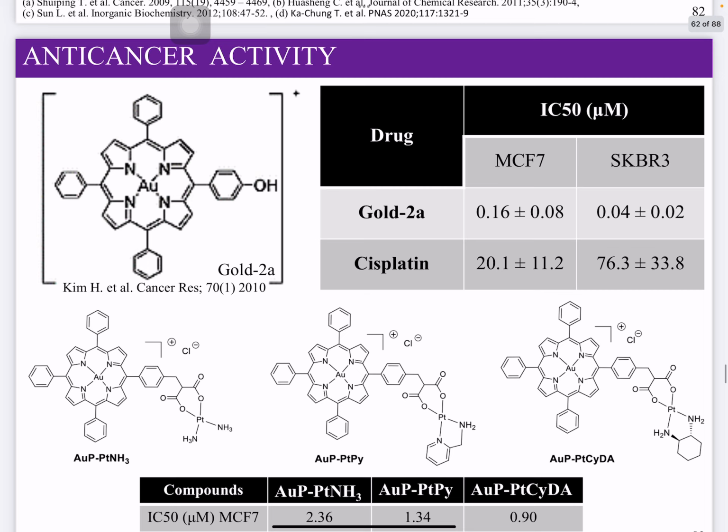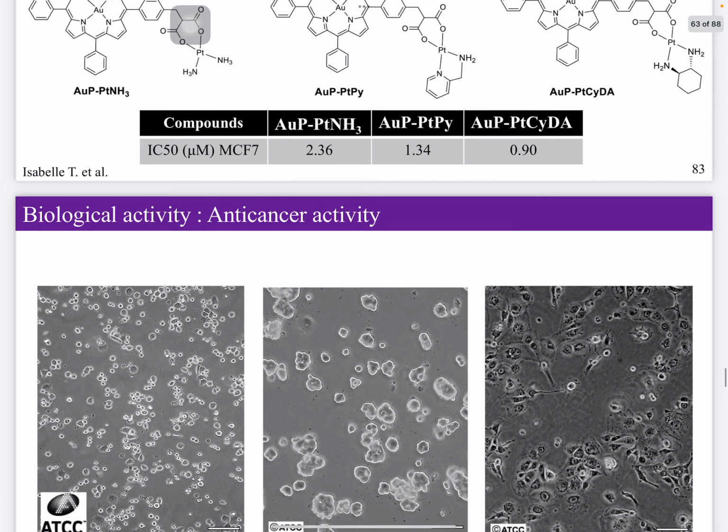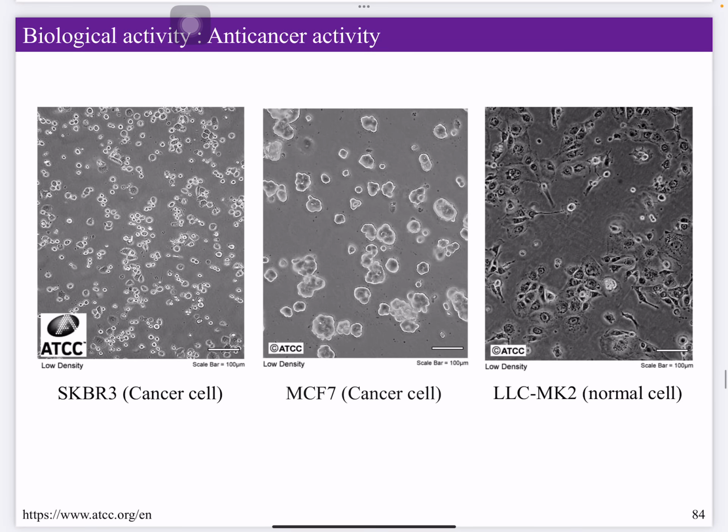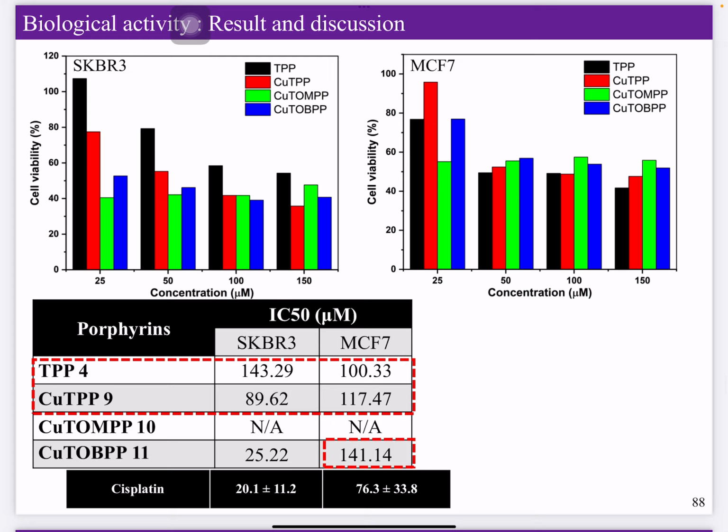Even when we replace one of the para positions with hydroxy or try to attach a cisplatin derivative onto the porphyrins, they also show very low anti-cancer activity. So for testing anti-cancer activity, in our experiment, we tried SKBR3, MCF7, and LLCMK2 as the normal cell. The biological activity results are shown here.